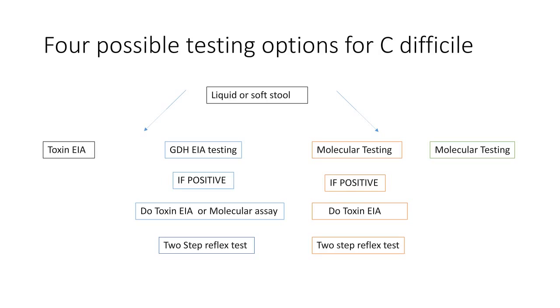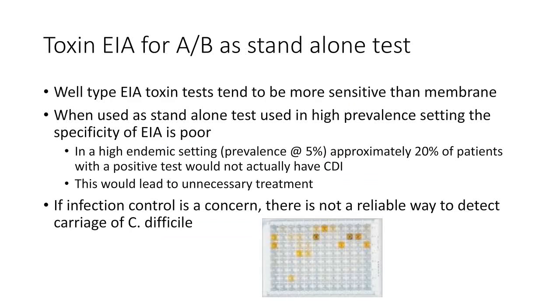You could do two-step reflex testing in one of two ways. GDH antigen EIA being your initial test, if positive, confirming for active toxin production. Doing a molecular assay as your beginning test, and if positive, do something to look for active toxin. That's what makes up the two-step reflex test. Or you could use molecular testing by itself.